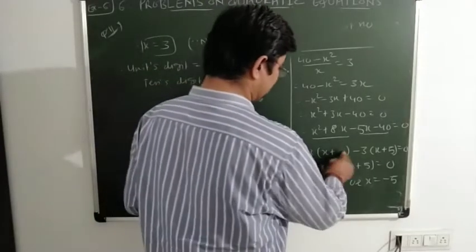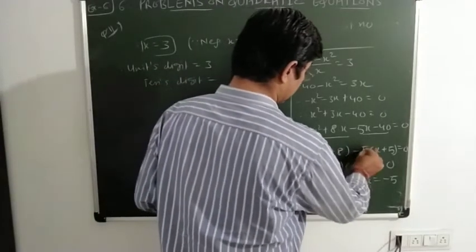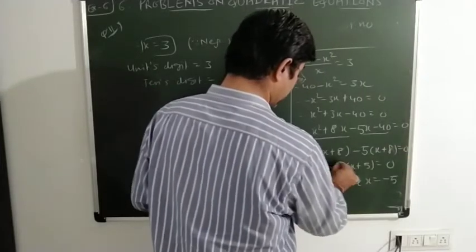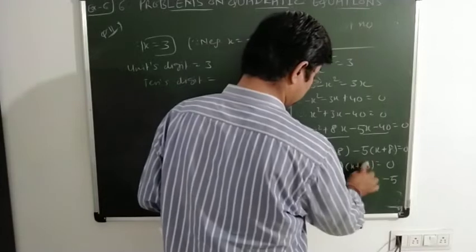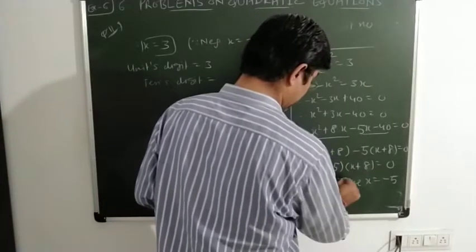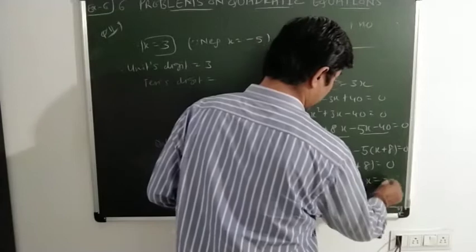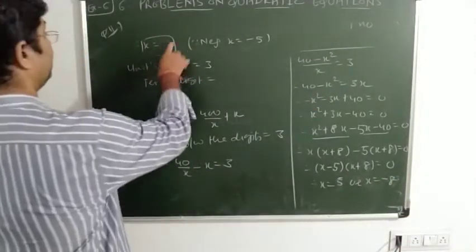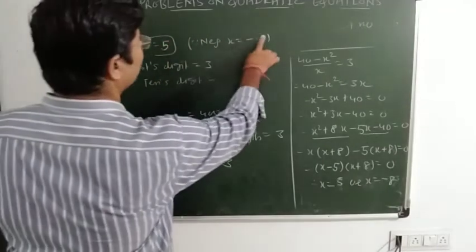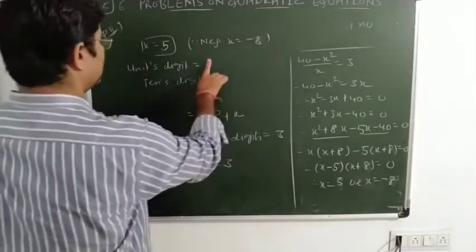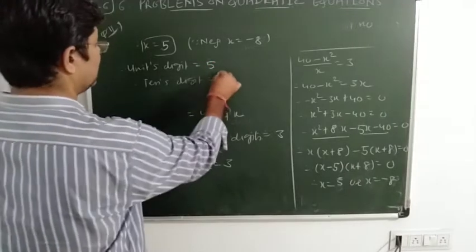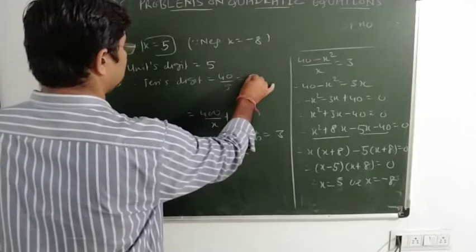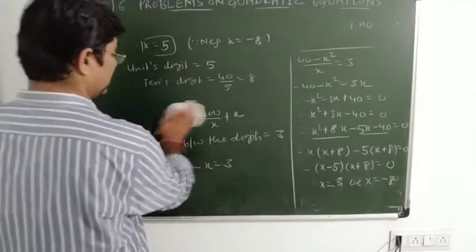So if you take x common, x plus 8, 5 common, x plus 8, so x minus 5 and x plus 8, so x is equal to 5, or x is equal to minus 8. Therefore x is equal to 5, or x is equal to minus 8. So unit digit is 5, therefore tens digit will be 40 by 5, is equal to 8. Clear?